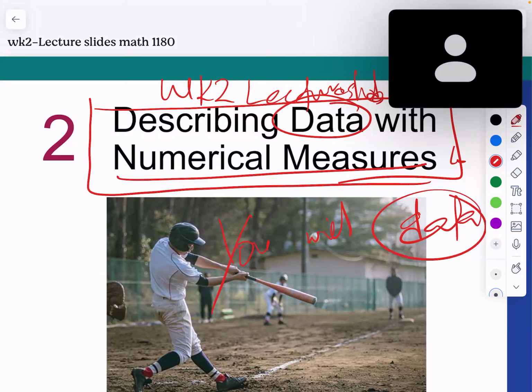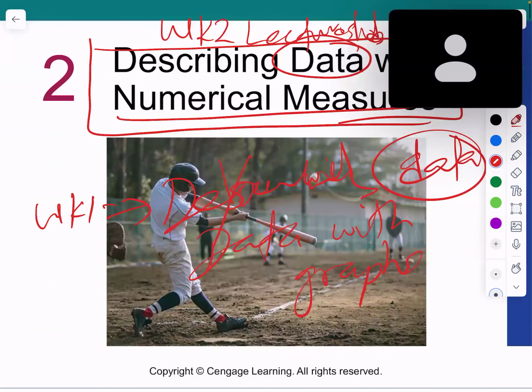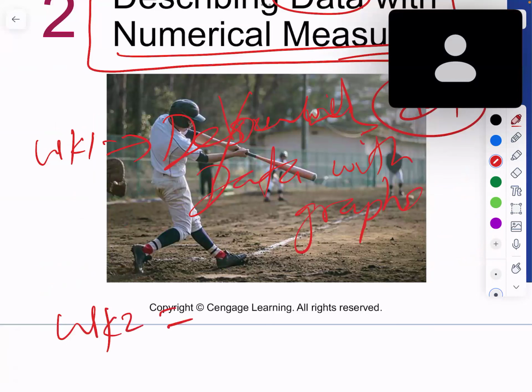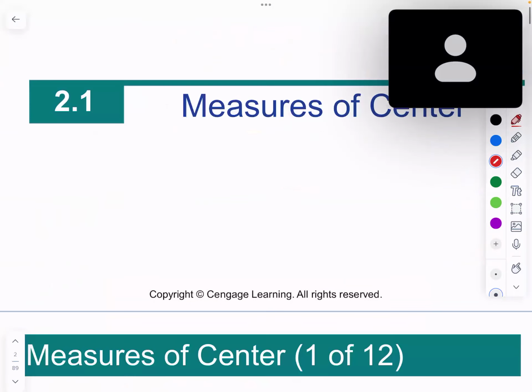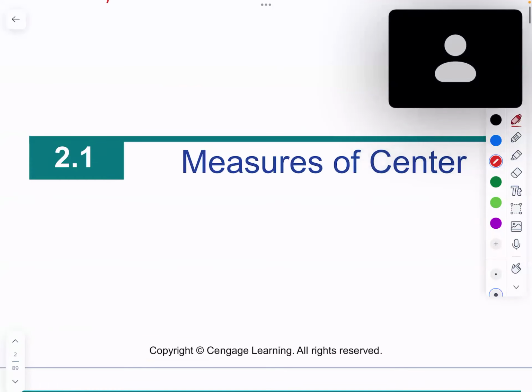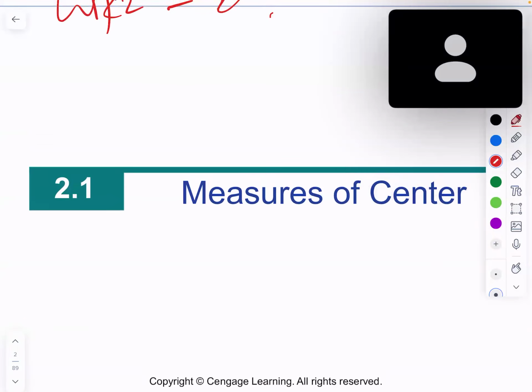So in week one, we looked at describing data with graphs. And week two is describing data with numerical measures. That's week two. When you have a set of numbers, there are different kinds of arithmetic measures that you can use on them.